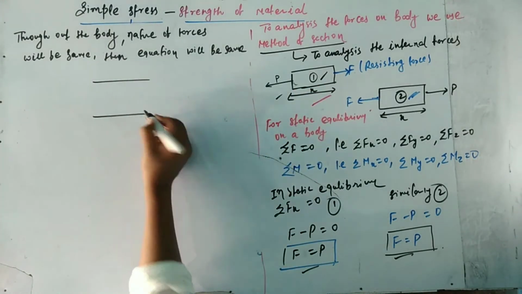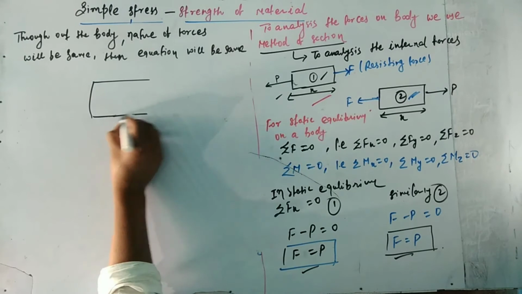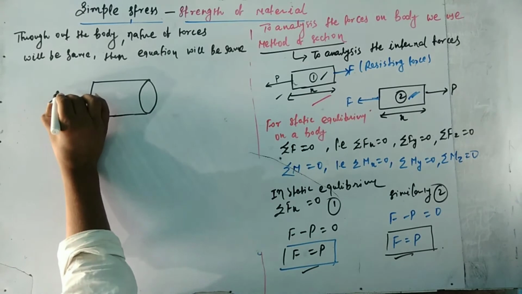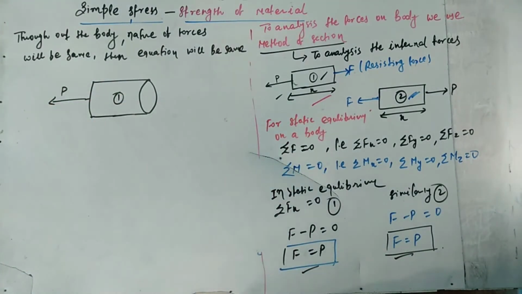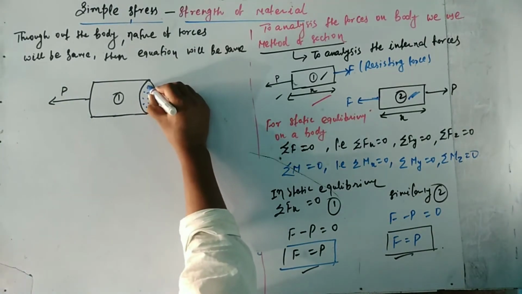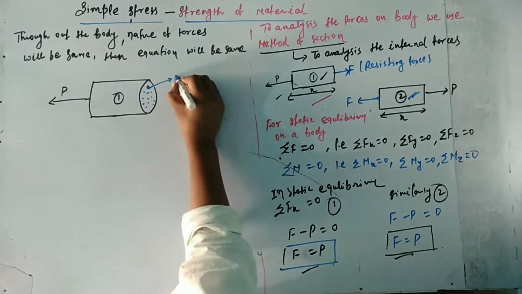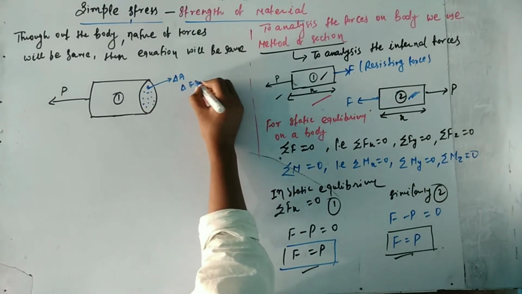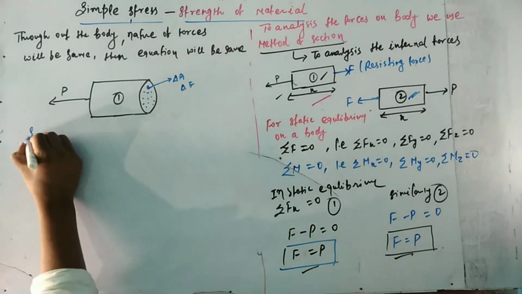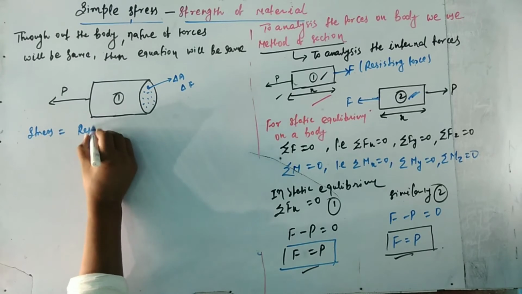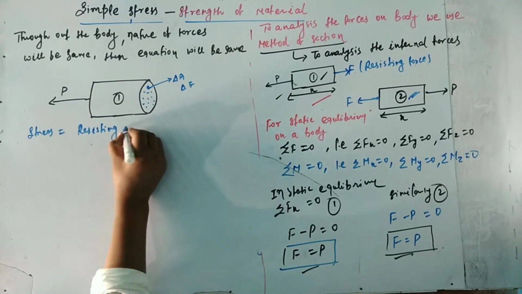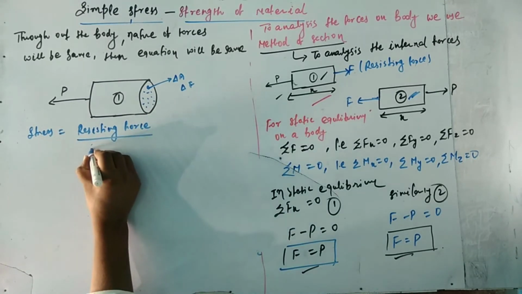Now we will draw the free body diagram of segment 1. This is the free body diagram of segment 1, that is body 1, and here a pulling force is applied, that is a tensile force. Here is the cross section, and for the cross section area del A, the force acting is del F. Del A is a small amount of area acting with a small amount of force.